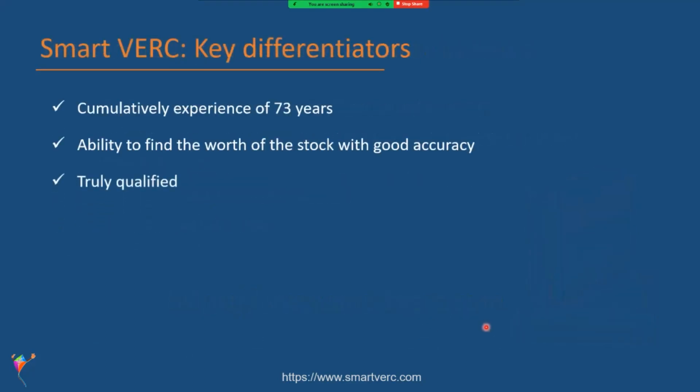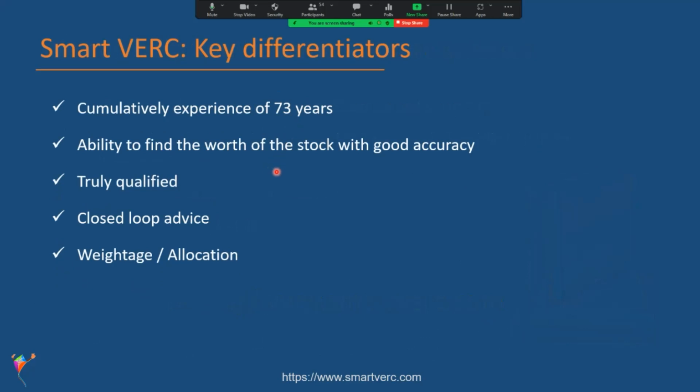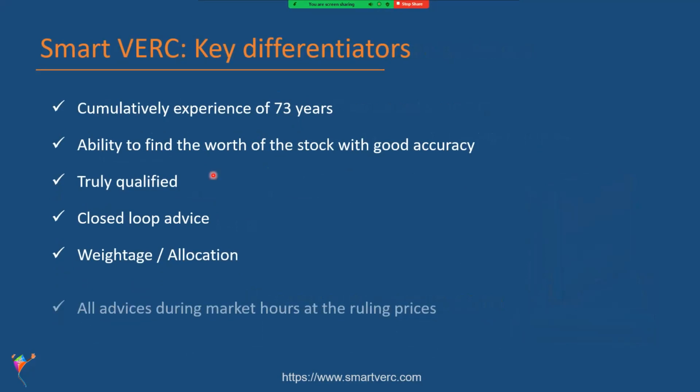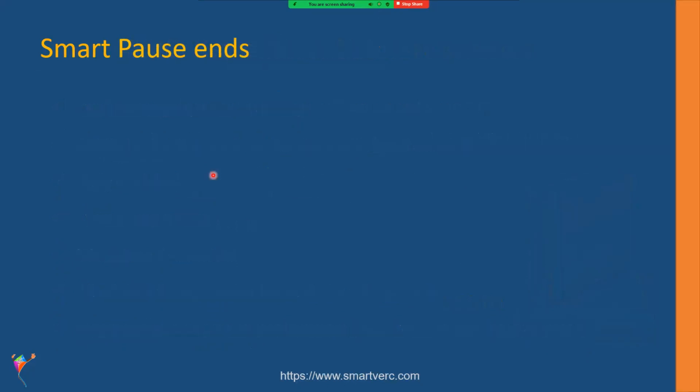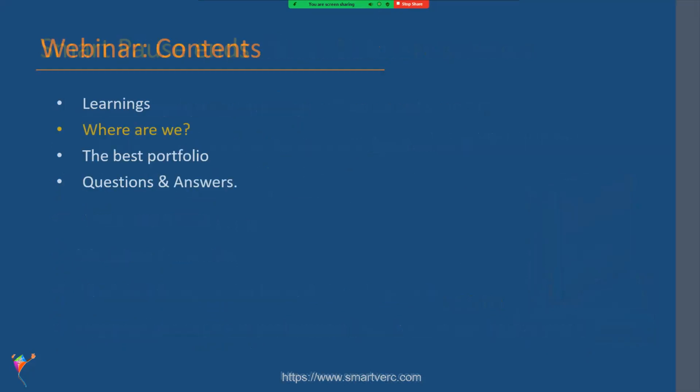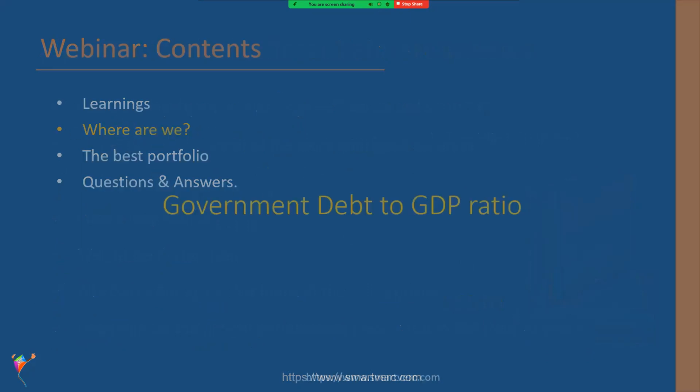So these are the key differentiators. With a cumulative experience of 73 to 74 years, the ability to find the worth of a stock is the most demanding thing we have. So this was all about Smart VRC. So here we were, where we are.